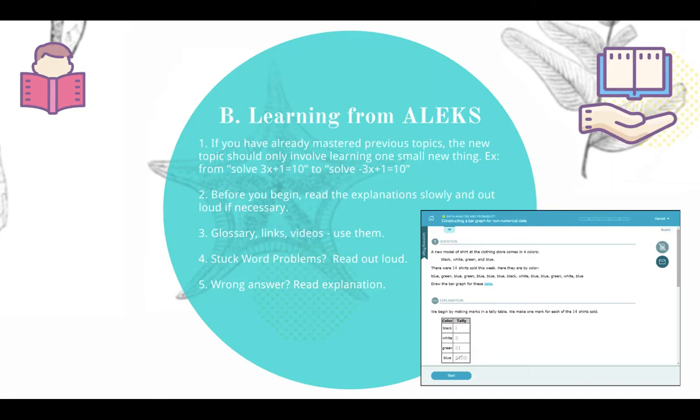And before you begin each topic, make sure you read the explanation slowly and even out loud if necessary. I know it sounds kind of strange and weird, but if you read it out loud, you're just more likely to slow yourself down and really take in each word. Math reading just goes a lot slower than, say, English reading or history reading. You've got to take in each word slowly.